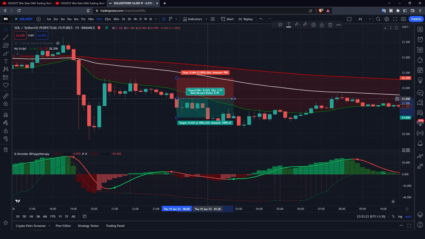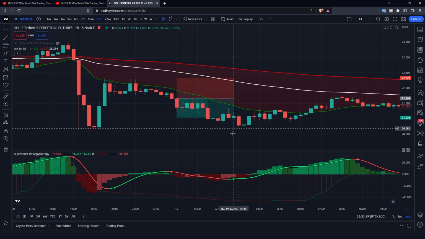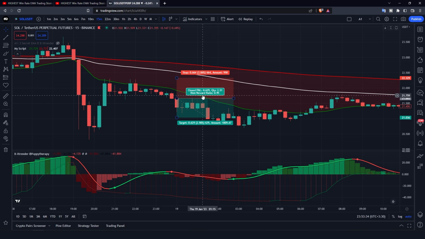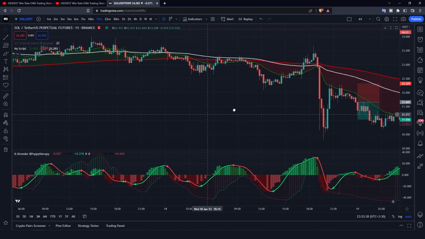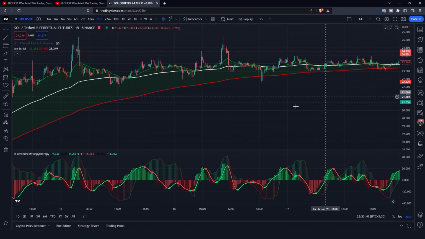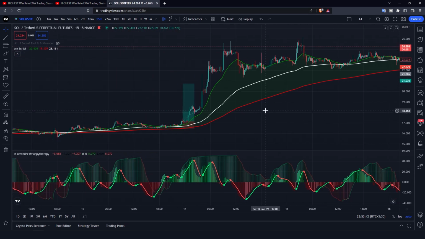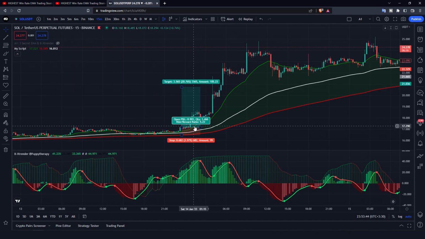Here we enter the position, and there we get out of it. Here we have a 1-to-1 risk to reward ratio, as you can see. This way we take short positions, and we will have the exact opposite of this for long positions.